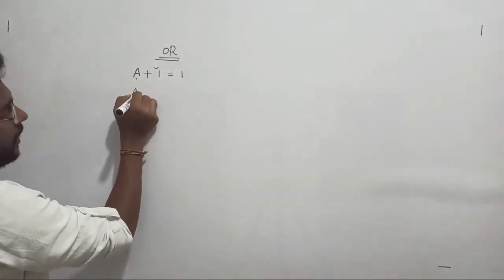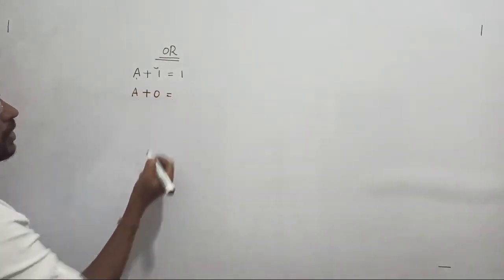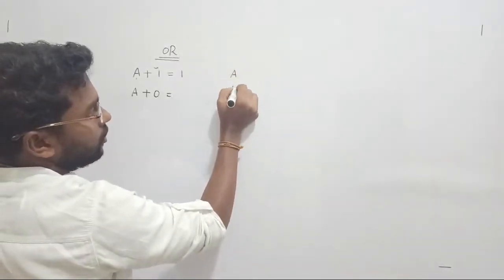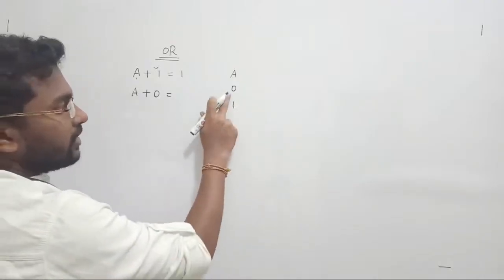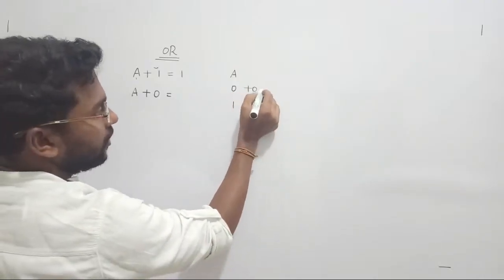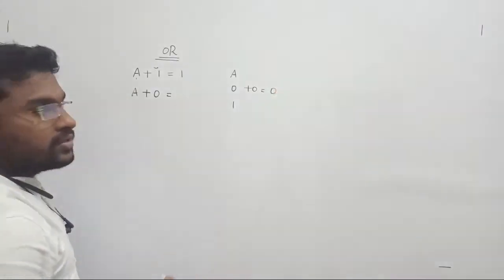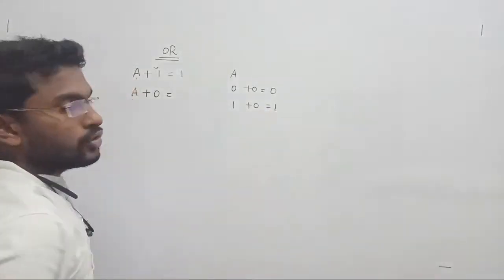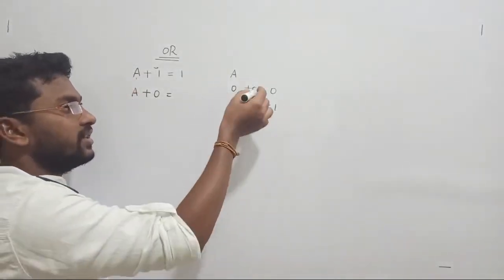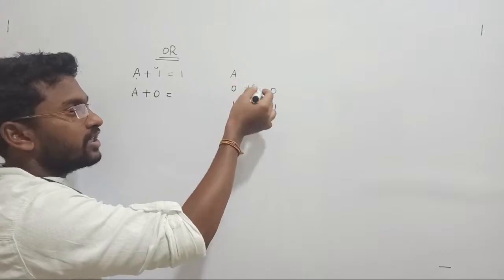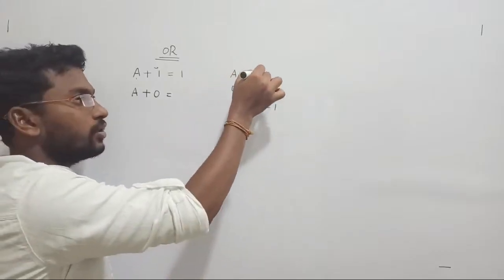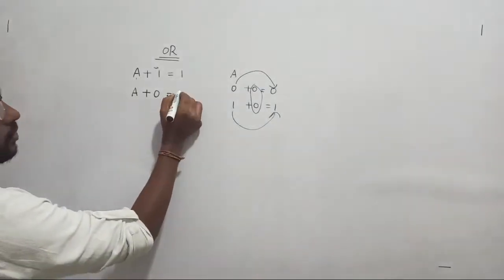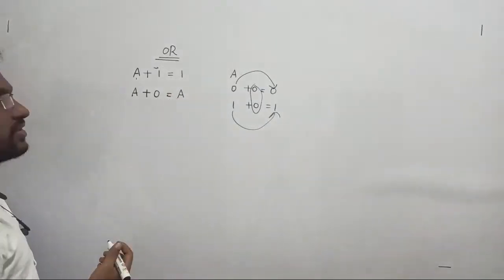Similarly, let us take A and add it with 0. If A is added with 0, what will be the answer? Either A might be 0 or it might be 1. If A is 0, then 0 plus 0 will give you 0. If A is 1, then 1 plus 0 will give you 1. So the conclusion is that the output follows the value of A. If A is 0, the output will be 0. If A is 1, the output will be 1. Such that A plus 0 equals A. That is the second conclusion.